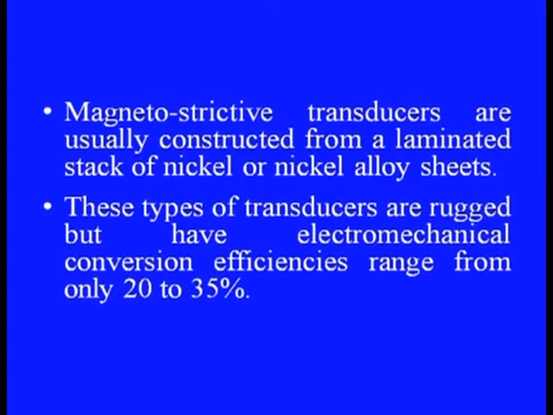Magnetostrictive transducers are usually constructed from a laminated stack of nickel or nickel alloy sheets. These types of transducers are rugged, but have electromechanical conversion efficiencies ranging from 20 to 35%. Thus, we have seen this is much less than that of piezoelectric transducers.